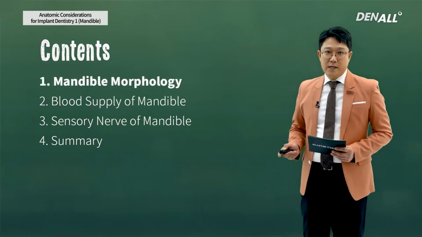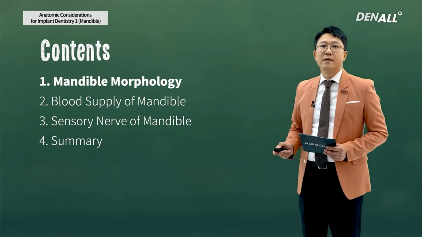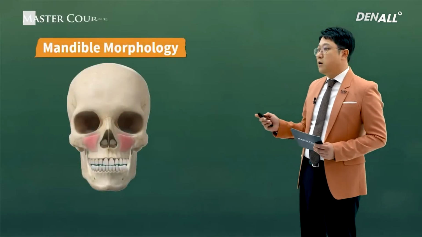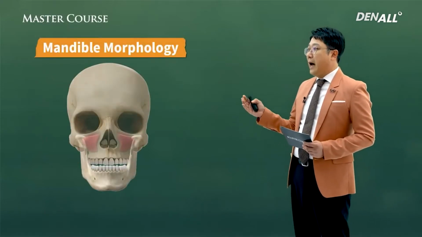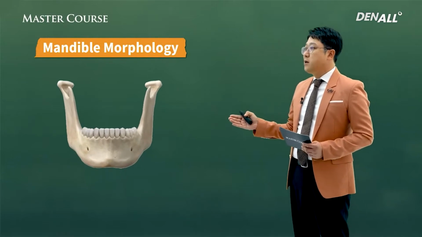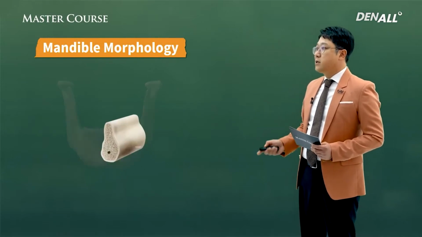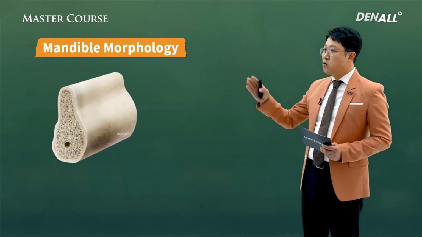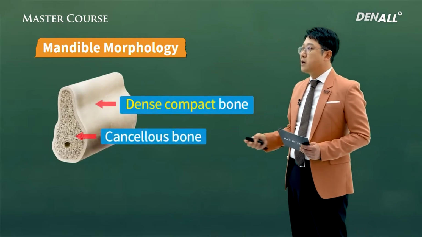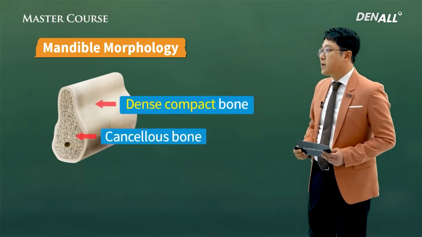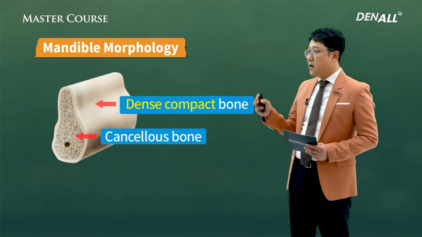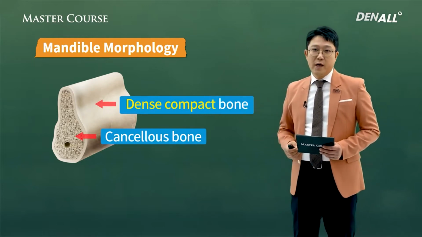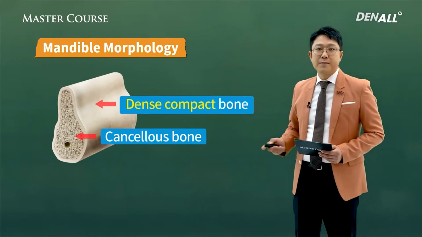First, let's have a look at the mandible morphology. If you look at a face, the bone at the bottom of the face is the mandible. The bone is thicker than the maxilla, so the mandible has dense compact bone, which is a favorable environment for placing implants.